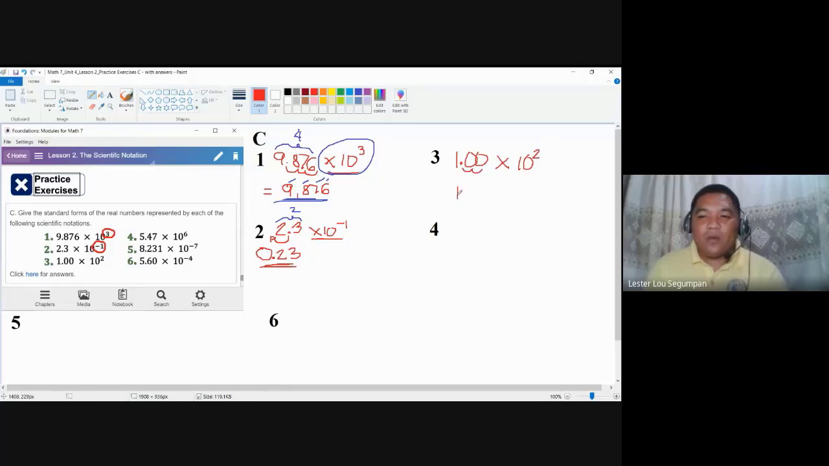So you have here 1 times 10 to the, no more times 10. So you have 1 here. Okay. Is it really 1? You have 100 because the decimal point is here.